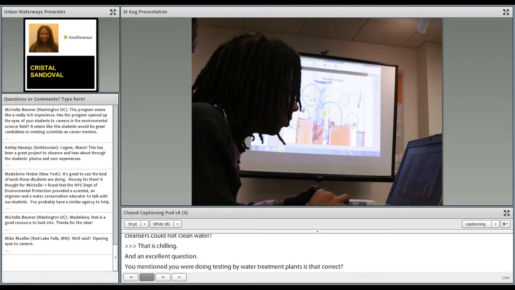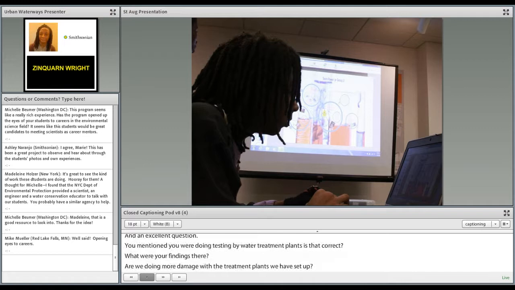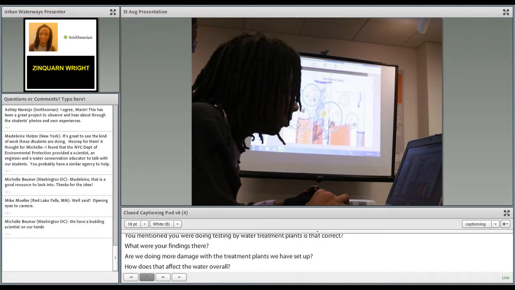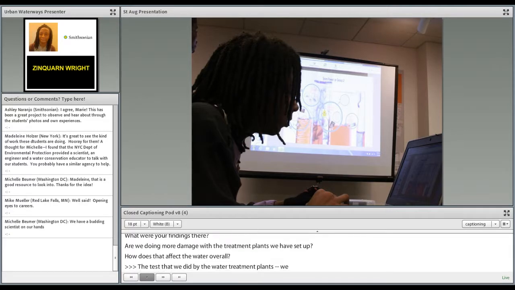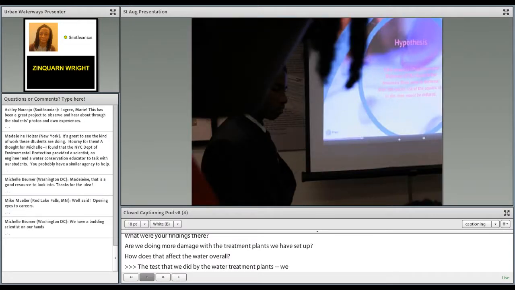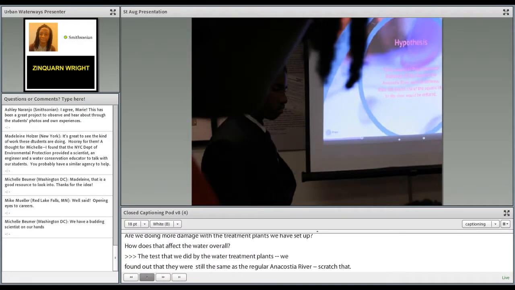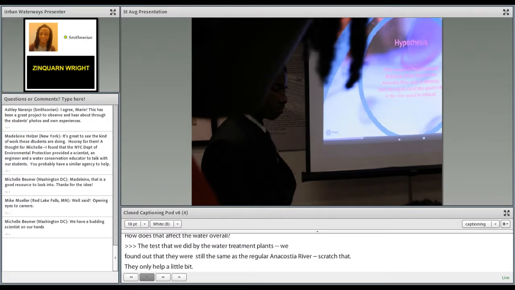Well, the test that we did about water treatment plants, we found out that they were still the same as in the regular Anacostia River. Well, no, scratch that. They weren't the same, but they only helped a little bit. We think we should be able to increase that. I believe that the water treatment plants should be able to help the river more than it does now.